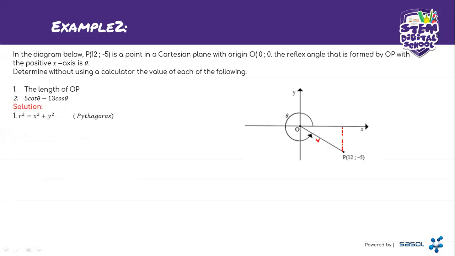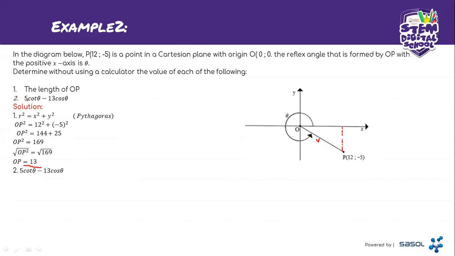Of course we are going to use the theorem of Pythagoras to determine that. You just substitute there: 12 squared is 144, 5 squared is 25. You add them together, they give us 169. Then you square root both sides, and the answer is 13. So the value of r is 13.